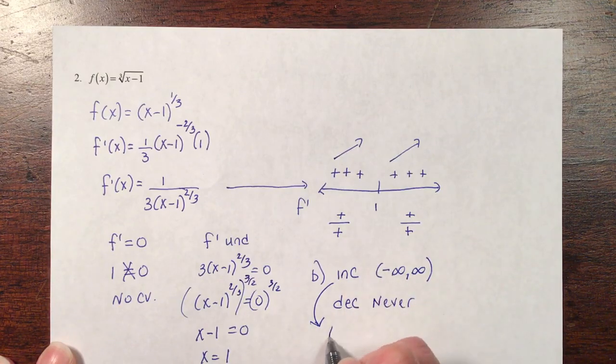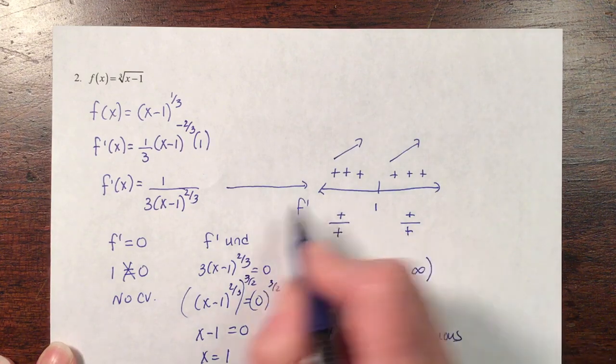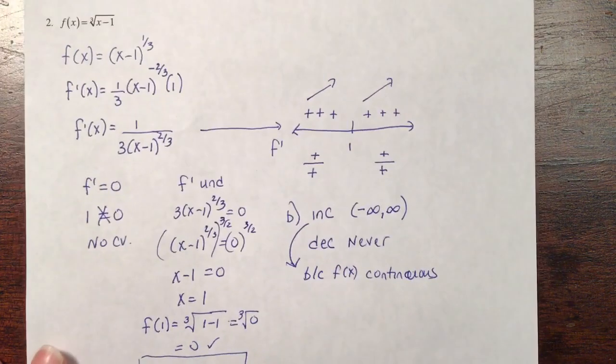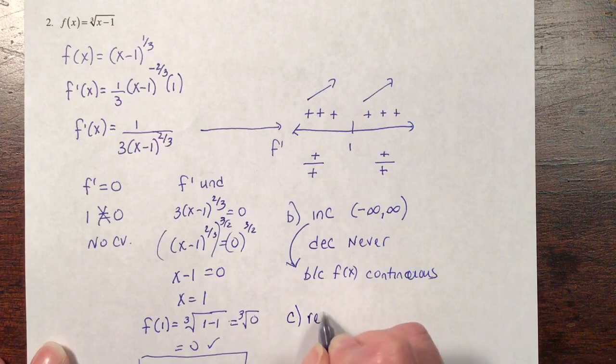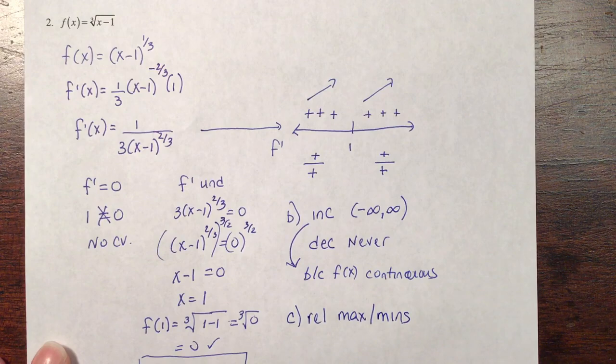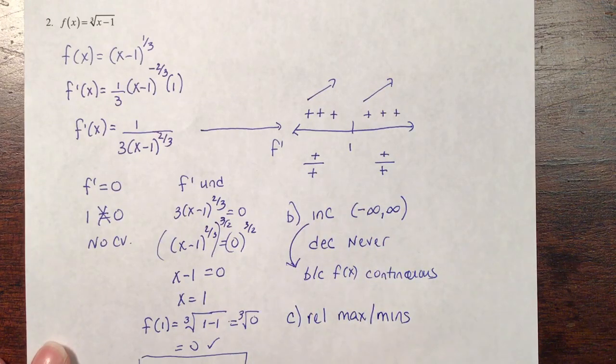I can write it this way because f of x is continuous to begin with. Okay, if f of x was not continuous, I would have to split this up into 2 intervals. So you have to be careful there. And now let's look for any relative max and mins. And again, here, how do we identify a max or a min? It's where our derivative test on our number line goes from a positive to a negative or vice versa. We're not going to have any relative maxes and mins either because our function is increasing over the entire domain.